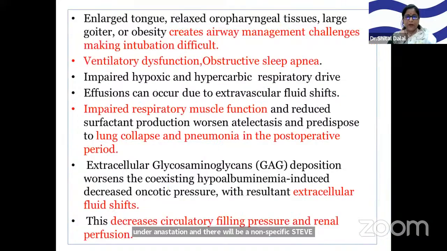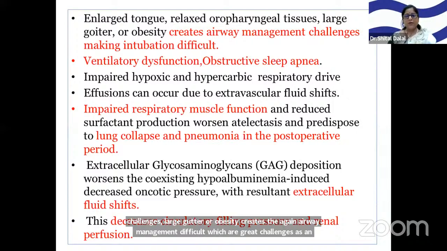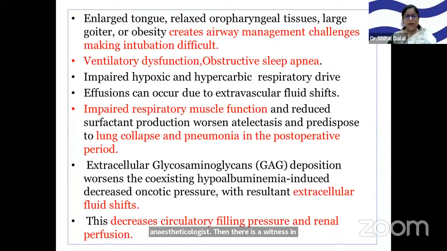Then what about their ventilatory function? There is always ventilatory dysfunction. There may be chances of obstructive sleep apnea. They always have impaired hypoxic and hypercarbic respiratory drive. Then the enlarged tongue, swollen tissues, large goiter or obesity make airway management difficult, which are great challenges for an anesthesiologist. Then there is weakness in respiratory muscles, which again causes lung collapse and pneumonia in the post-operative period.